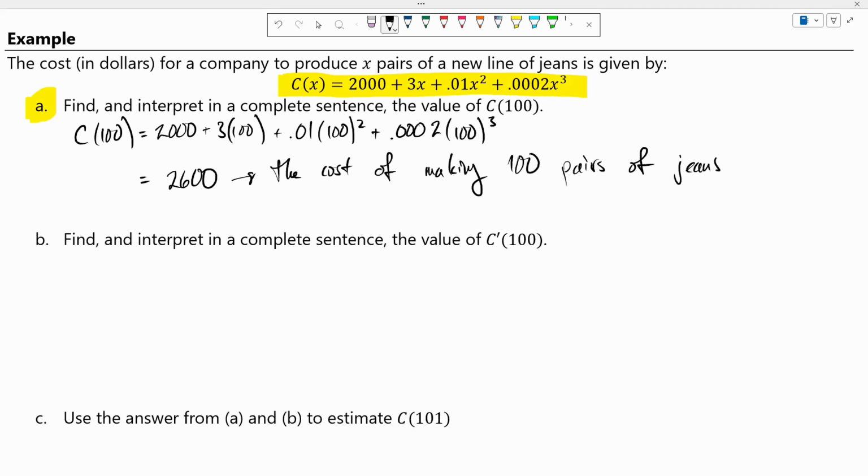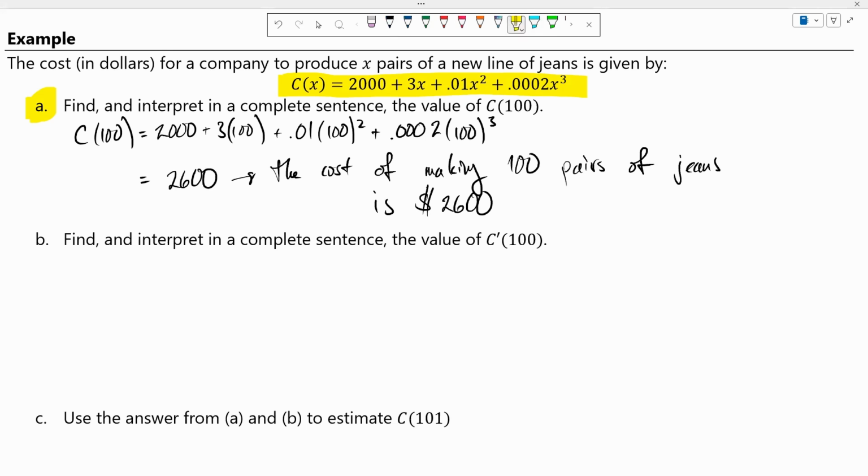The cost of making 100 pairs of jeans is, whoa, $2,600. Done. This is good old regular pre-calc, right? I'm giving you a function, plug in the value, give me the output, and then turn it into English. Yeah? All right. We're good. Okay. Next one.